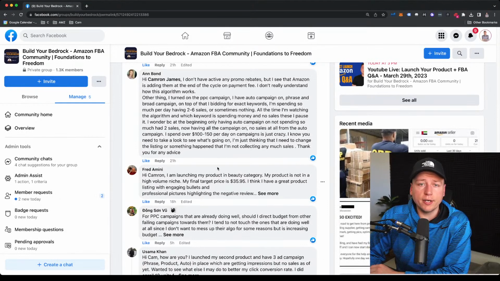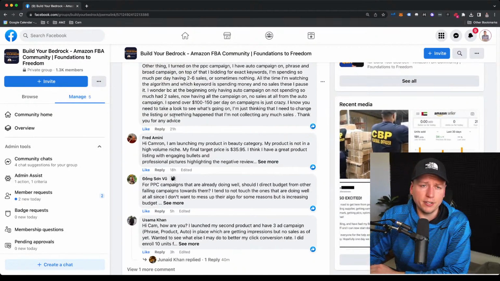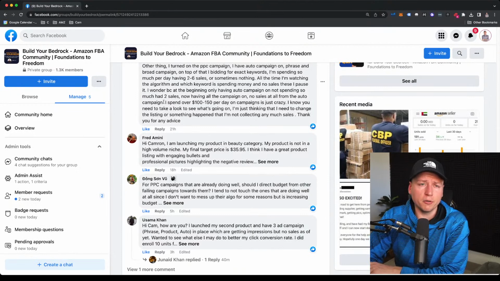And hey Cameron, I don't have any active promo rebates, but I see that Amazon is adding them at the end of the cycle in the payment fee. I don't really understand how this algorithm works. Yeah, I'm not sure what you mean there. I'd have to see more. Promo, it could be just Amazon doing promo rebates for their customers, and it doesn't affect you in any way. You have to look into your transaction reports to really know what's going on.